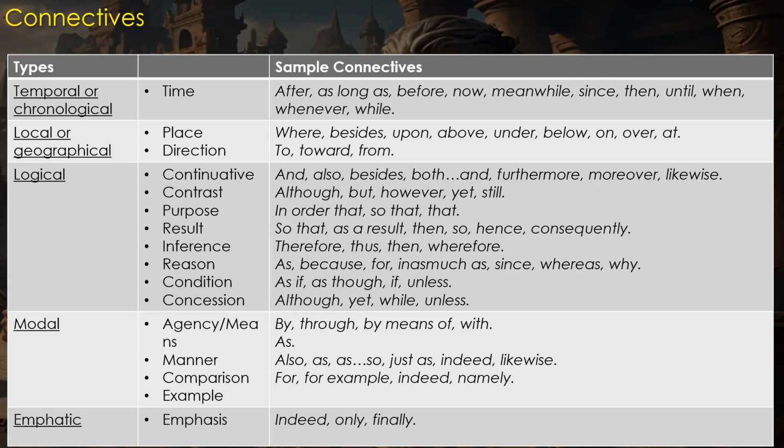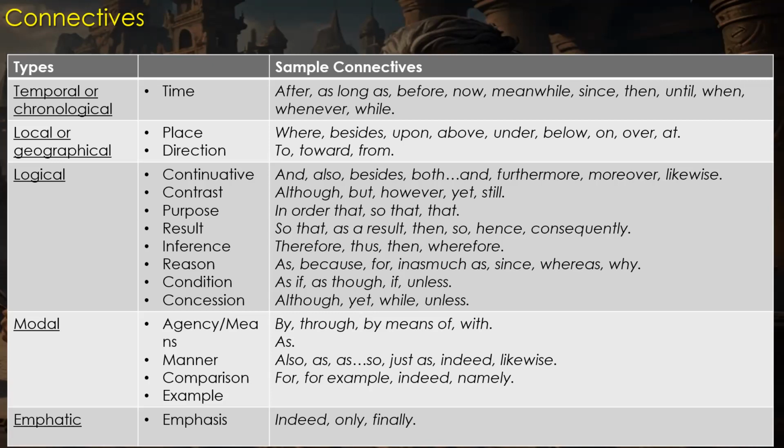Modal ways of talking about conversations. So agency or means, which is like someone did something by an agent or through an agent, by means of or with an agent. The manner. My screen went down. So the word for manner goes with the word as, like I did something as this. Comparison goes with also as, or as and so, just as, indeed, and likewise. And then an example would be like for, or for an example, indeed, or namely.